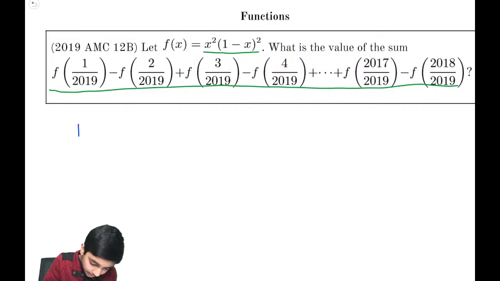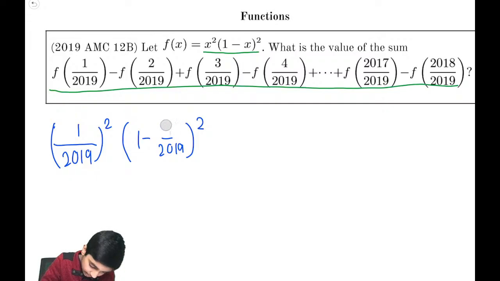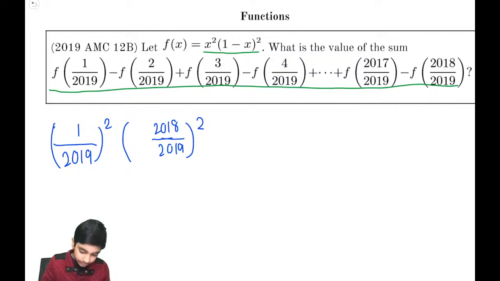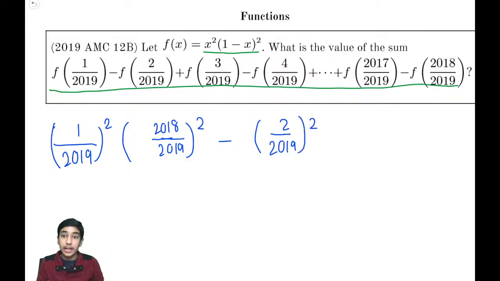So f of 1 over 2019 is just 1 over 2019 squared times 1 minus 1 over 2019 squared, and this is just 2018 over 2019 squared. That's f of 1 over 2019. What about f of 2 over 2019? We're going to subtract f of 2 over 2019, which is just 2 over 2019 squared, times 1 minus 2 over 2019, which is equal to 2017 over 2019 squared.